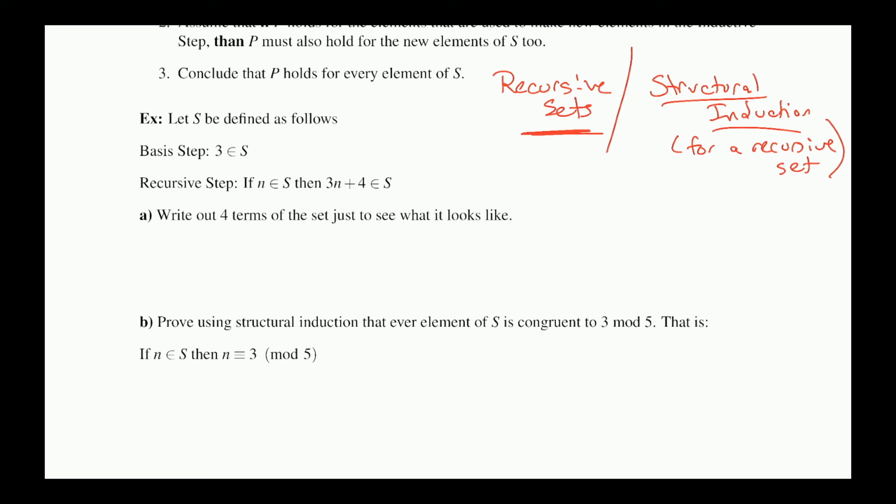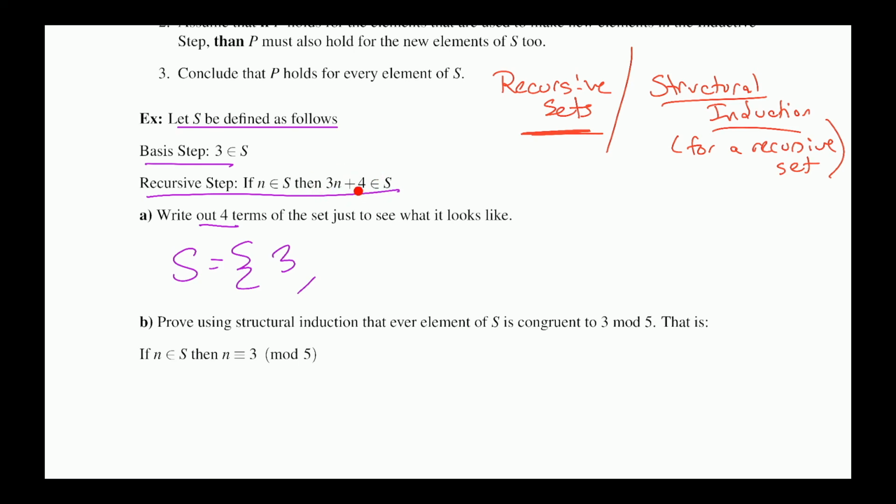So let S be defined as follows. Basis step, recursive step, write out 4 terms. Okay, what is this S? Right? So what is S? All right, basis step: 3 is an S. Okay, 3. All right, next thing. If n is an S, then 3n plus 4 is an S.